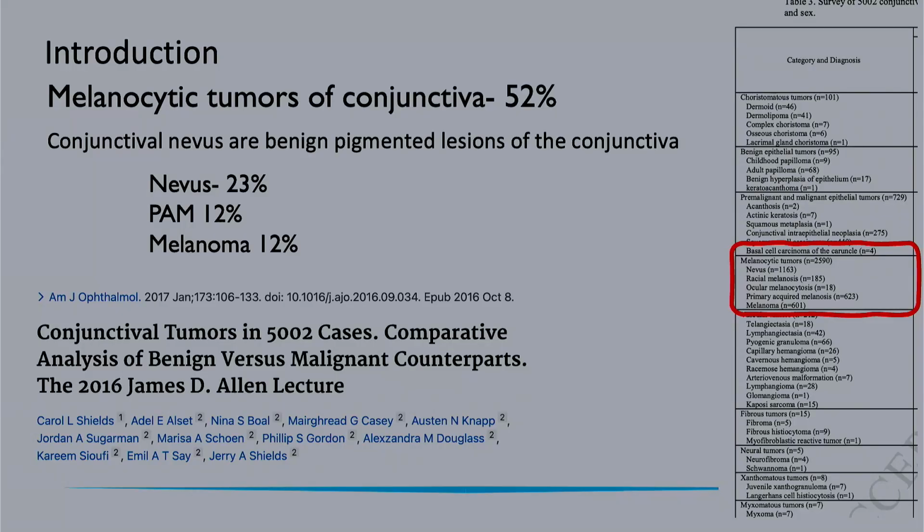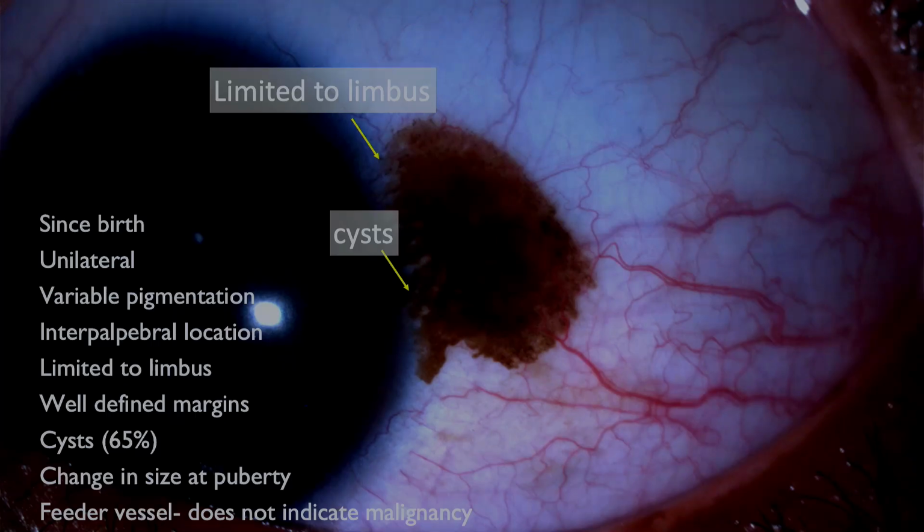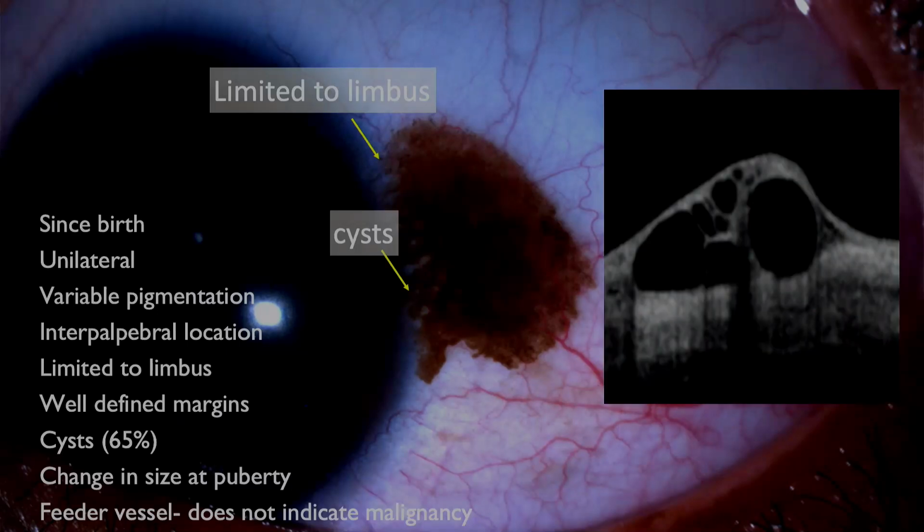So more than 50% of conjunctival tumors are melanocytic tumors, and amongst them around 50% are conjunctival nevus. The diagnosis of conjunctival nevus is usually clinical, where it is present since birth, usually unilateral, very well defined in the interpalpebral location, limited to the limbus, has cysts, change in size happens at puberty, and there might be feeder vessels. Further, we can go ahead and do an ASOCT to look for the cysts there.